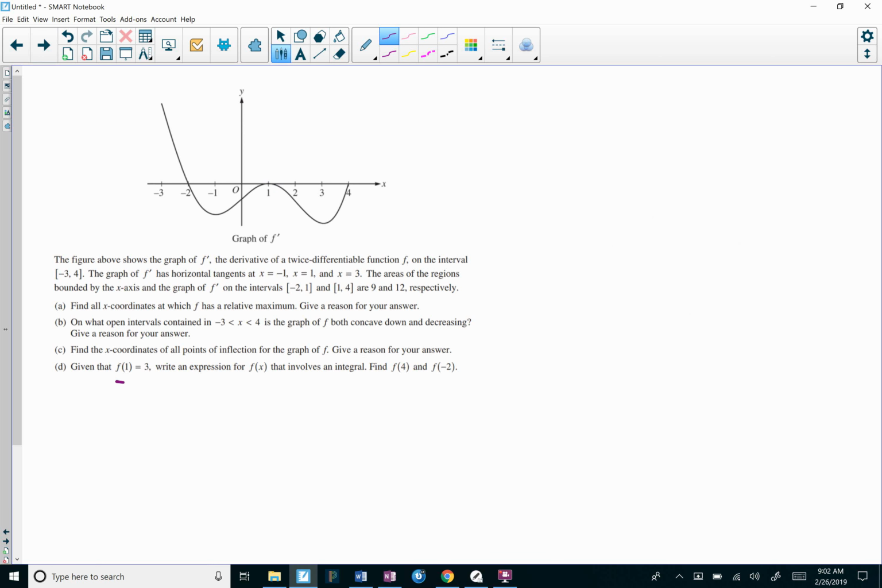Part D, given that f of 1 equals 3, write an expression for f of x that involves an integral. Okay, this is one you really need to know, and we most likely missed it the first time. Okay, but we're going to use this over and over and over again. So they give me 1 point and they want me to find an integral for f of x. Well, we know if we take the integral of a derivative that we're going to get the function, but we're going to get FTC. We have 2 parts. So what we need to do is we need to have a variable first. And this is the hardest part. These are actually easier to find than f of x.